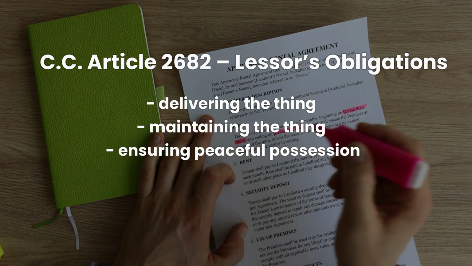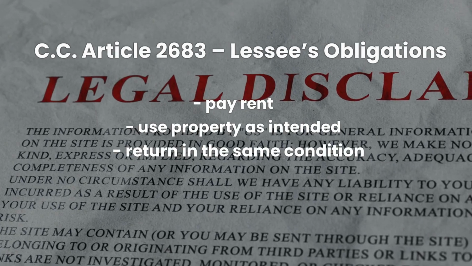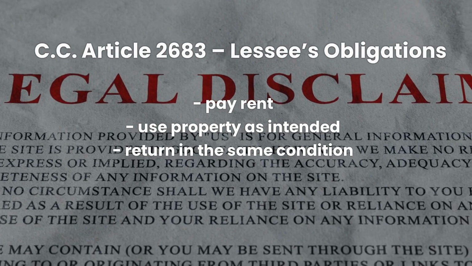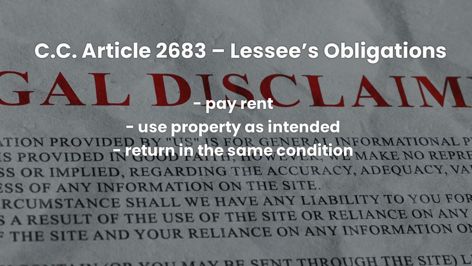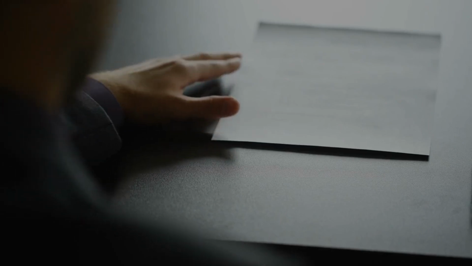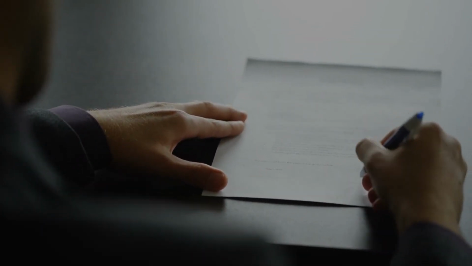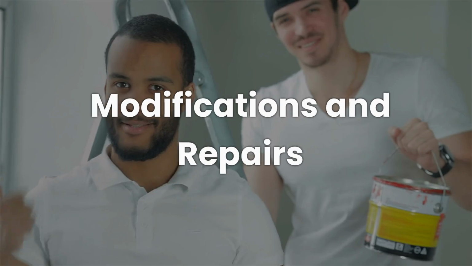On the other hand, we have the lessee's obligations. These are defined in Louisiana Civil Code Article 2683. The lessee must pay rent, use the property as intended, and return it in the same condition at the end of the lease, subject to normal wear and tear. These obligations are foundational to the lease agreement, and as a notary, you should make sure that both parties clearly understand their duties under the lease.